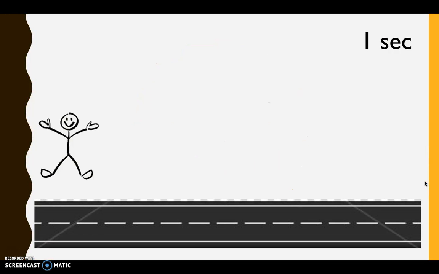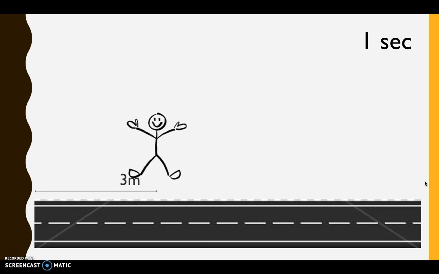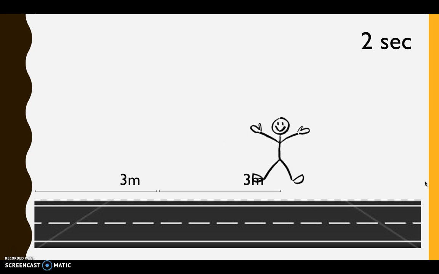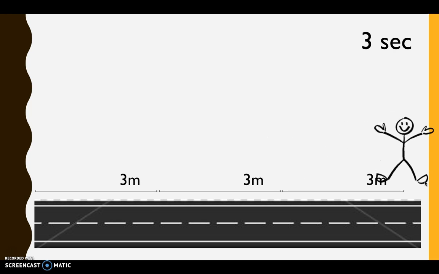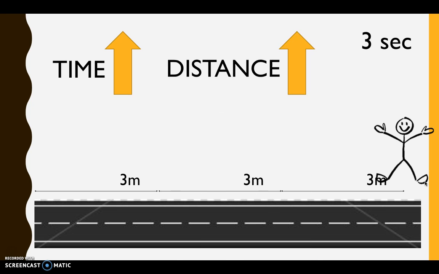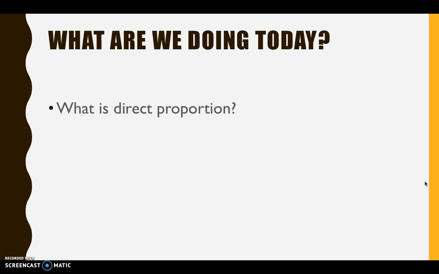Imagine you are someone who is walking along the road, and in the first second, you travel about 3 meters. In the second, you travel another 3 meters, making your total distance 6 meters. And in the third second, you travel another 3 meters, making your total distance 9 meters. What do you notice as time increases? You will notice that as time increases, the distance that you ran increases as well. And that is actually the main concept behind direct proportion.